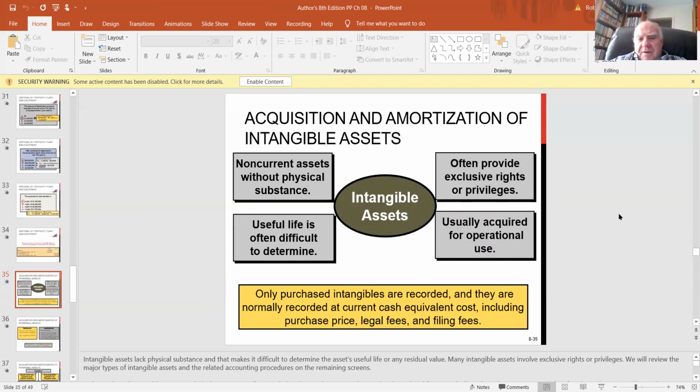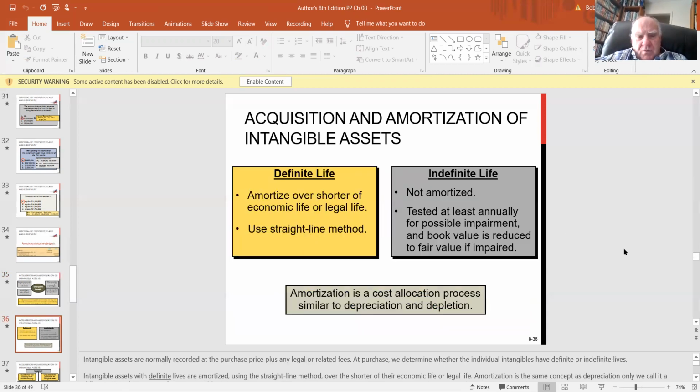Let's have a little bit of fun with intangible assets, huh? Non-current assets. These are long-term assets. And the life is often difficult to determine. It gives us rights or privileges to do something. Only purchased intangibles are recorded, and they are normally recorded at current cash, whatever the cost was, including legal fees, filing fees. Let's set that aside for a moment, the notion that only purchased intangibles are recorded. We'll get to that in a short while.